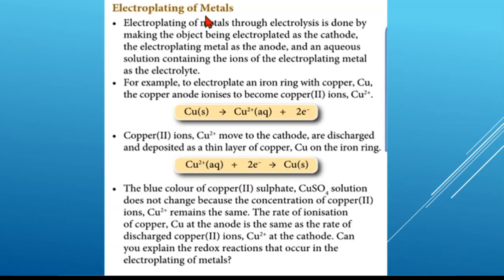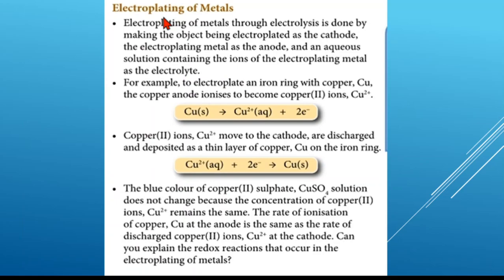Okay, electroplating of metal. Electroplating of metal through electrolysis is done by making the object being electroplated as the cathode, the electroplating metal as the anode, and an aqueous solution containing the ion of the electroplating metal as the electrolyte. Faham ke itu?